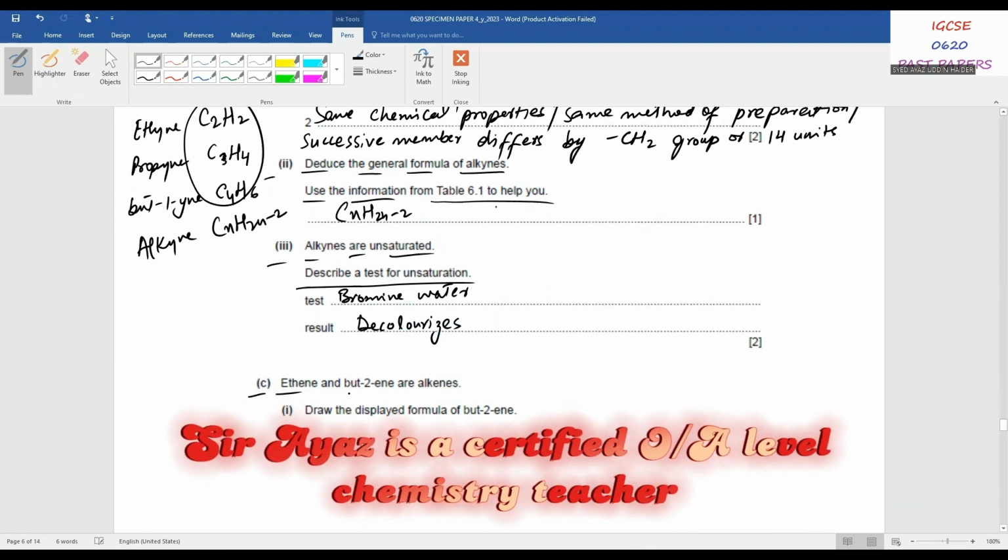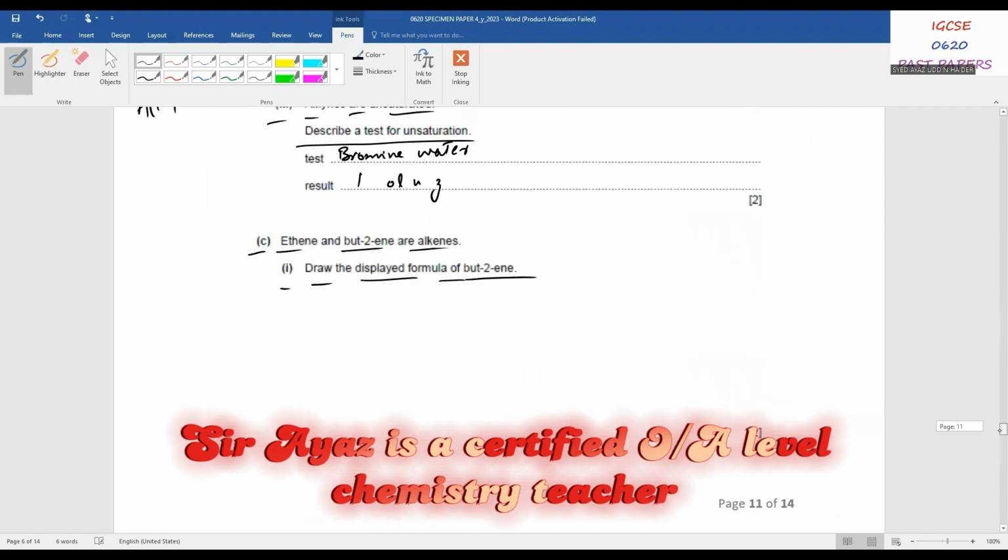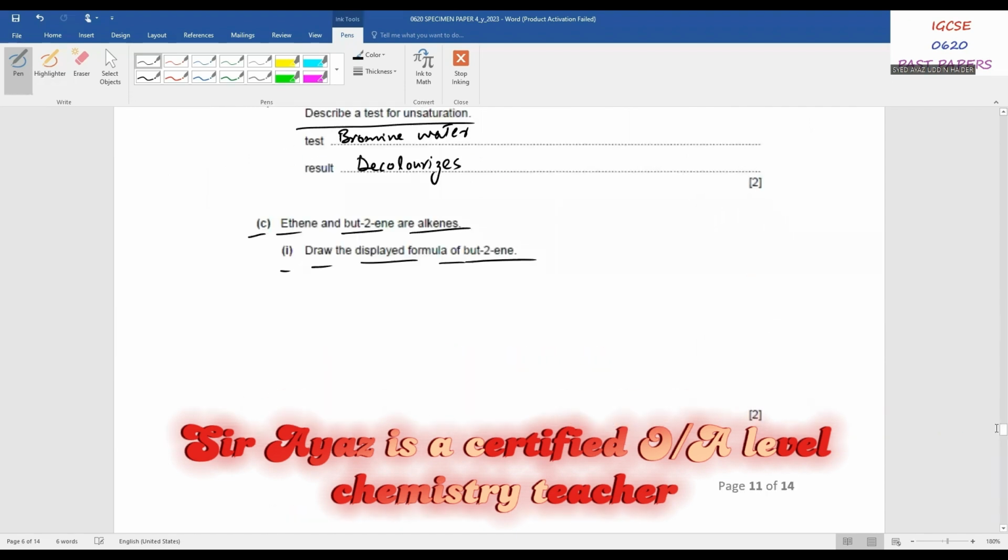Ethene and but-2-ene are alkenes. Draw the displayed formula of but-2-ene. They're asking you to draw the displayed formula for butene. You know the formula for butene. If you know the value of n, it should be 4. It's alkene, so you know the general formula, CnH2n. Putting these values, you will get C4H8.